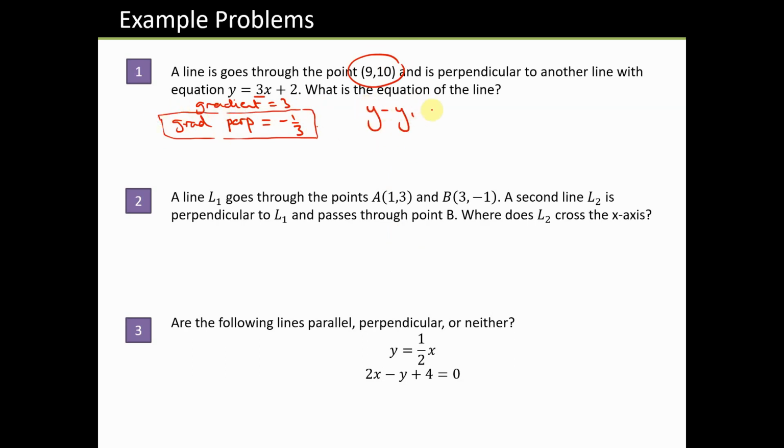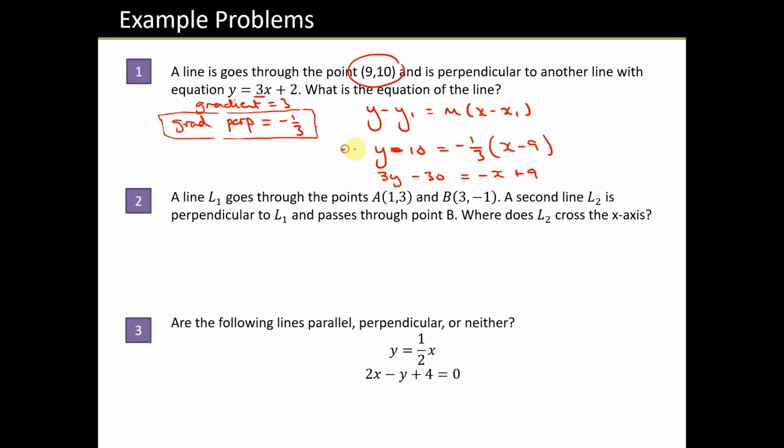y minus y1 equals m brackets x minus x1. So y minus 10 equals minus a third (x minus 9). Maybe straight away I want to times by 3 here. So 3y minus 30 equals, remember we still have a minus 1 here, so this would be minus x, and instead of this being a minus 9, this would be positive 9.